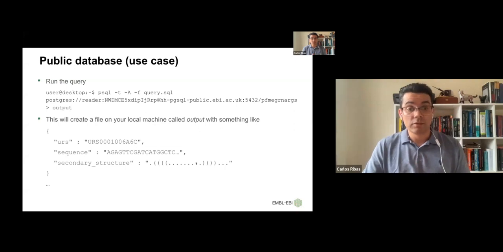As I said, this produces large amounts of data. If I'm not wrong, this will export more than 20 million sequences along with the secondary structure dot bracket notation. So that's why you need to use this kind of tool.